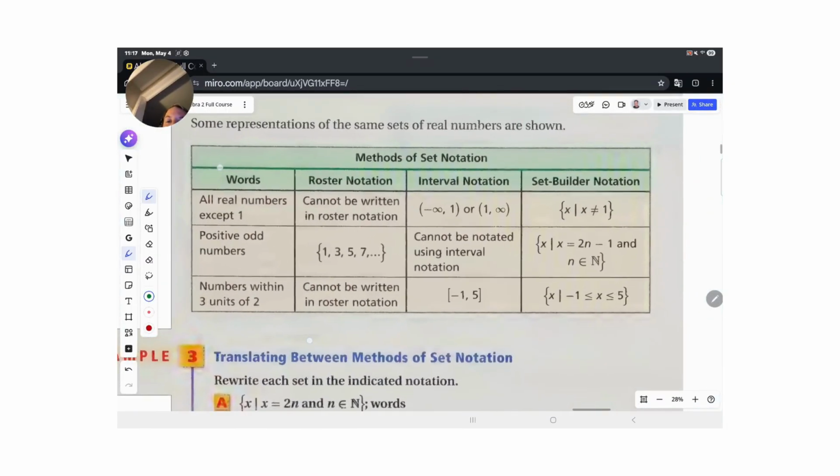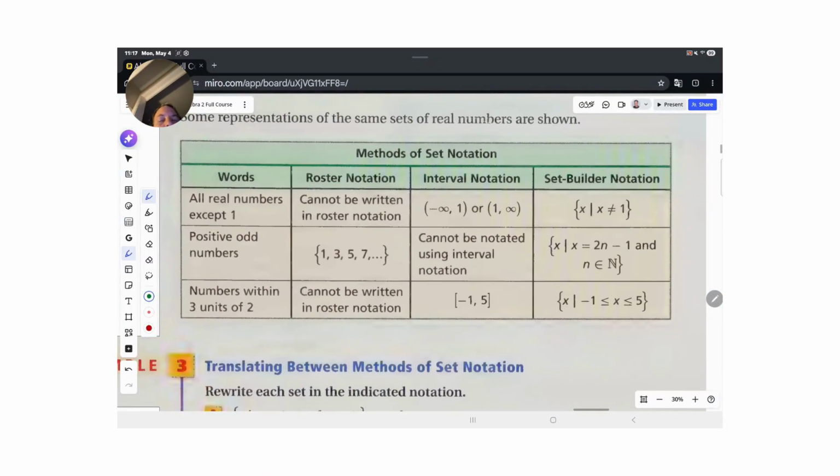Now let's go over to our methods of set notation. And we'll just look at our reference table really fast. All real numbers except 1 cannot be written in roster notation. Here's our interval notation and our set builder notation. Positive odd numbers: here's our roster notation, cannot be noted using interval notation, here's our set builder notation. And then numbers within 3 units of 2 cannot be written in roster notation. Here's our interval notation, here's our set builder notation. So you guys can take note of that before we continue on to our example. Just keep in mind that our symbol ∈ there means is an element of.